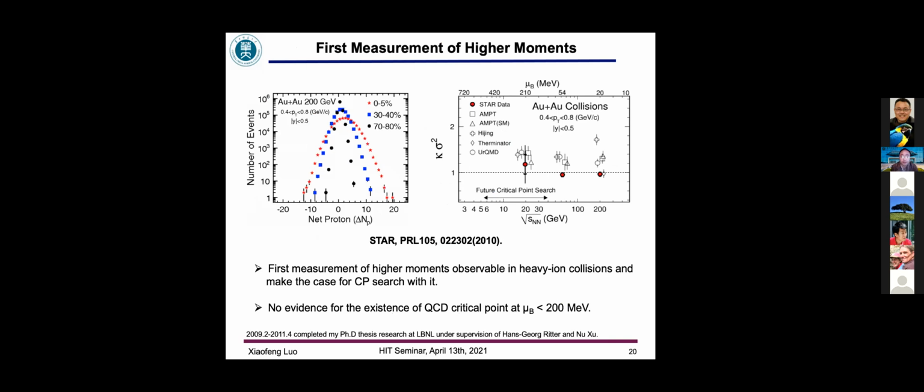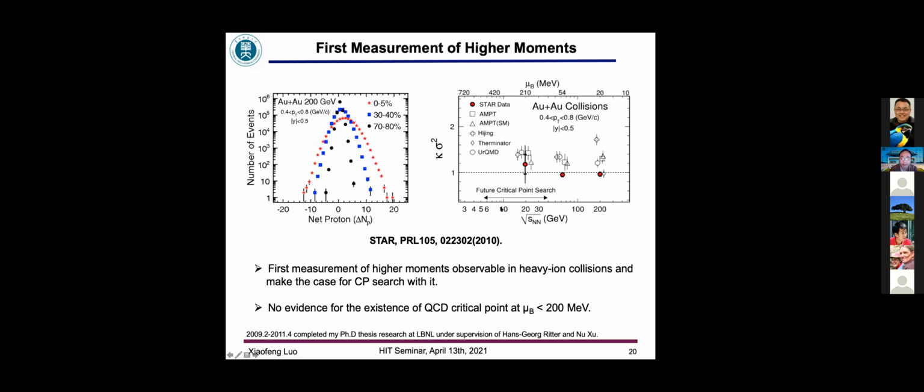Then STAR actually performed the first measurement and really introduced this theoretically predicted observable into experiment, starting from 2009 to 2010. This is actually part of my PhD thesis research at Central China Normal University, under the supervision of Hans Gil and Lu. We did this before the beam scan started. At that time, we had a test energy of 19.6 GeV, and two high energies, 130 and 200 GeV.